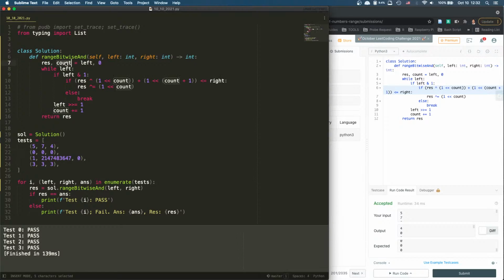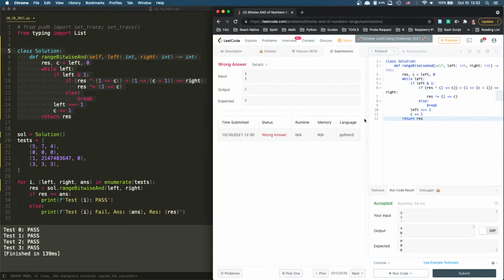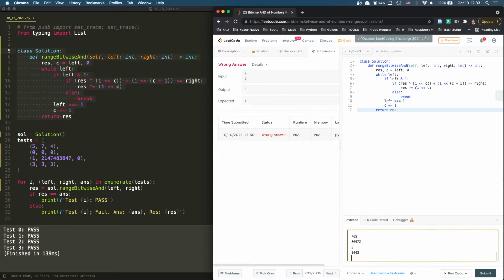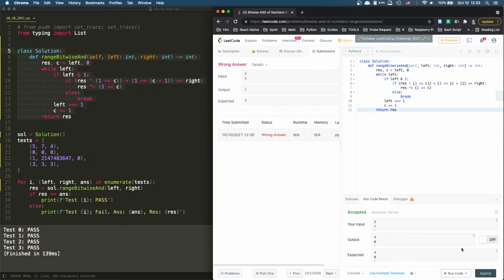Actually, I want to change counting to C, so I can make this a little shorter. And then I want to run more test cases. This time we run more test cases. 7, 7, right? What's the next one? 7, 31, 31, 31. Try it. It's correct.